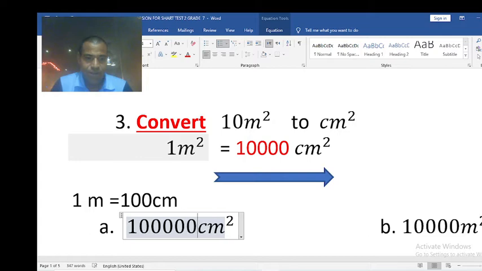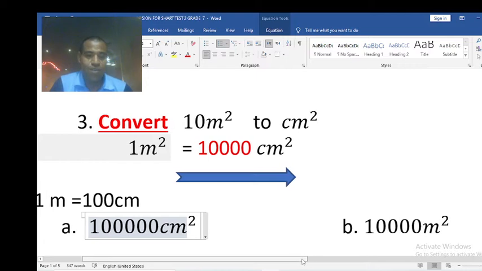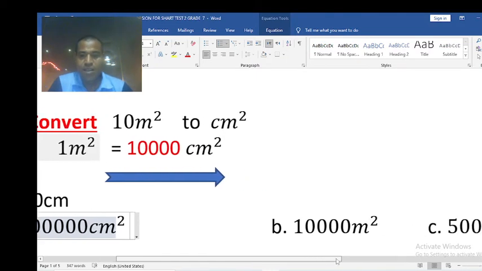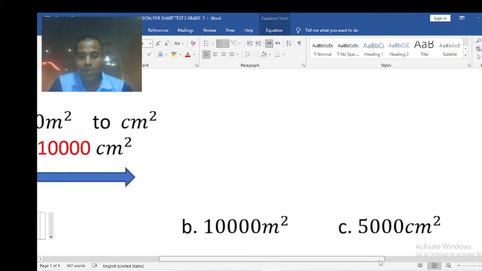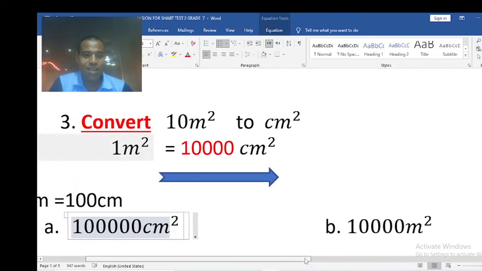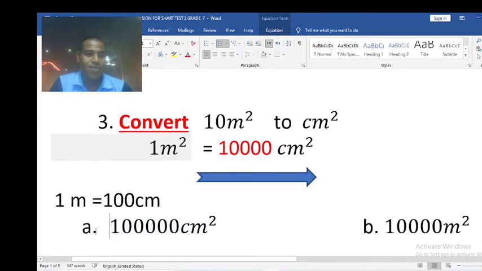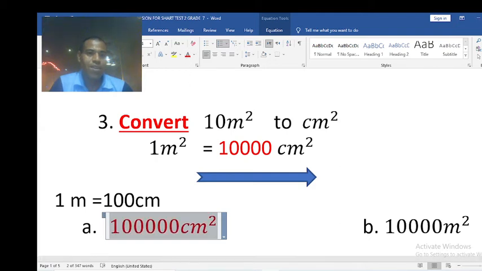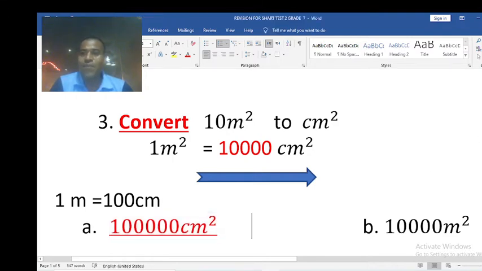So we have here the first option is 100,000. The second is 10,000, then 500 centimeters square, and the last one is 1 centimeter square. So my learners, the correct answer is A, which is 100,000. I'll just mark this in color. This is the correct answer, learners: 100,000 centimeters square.